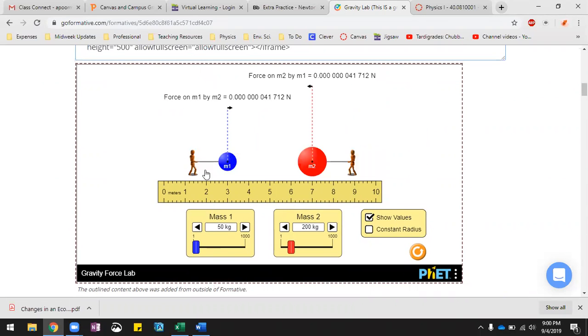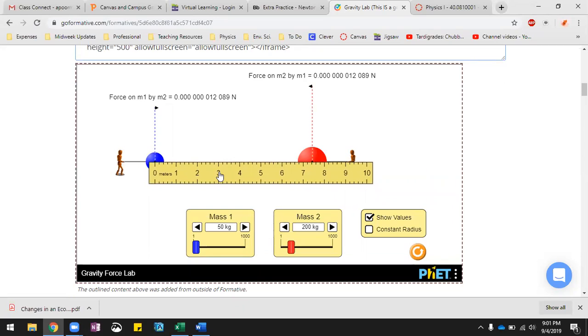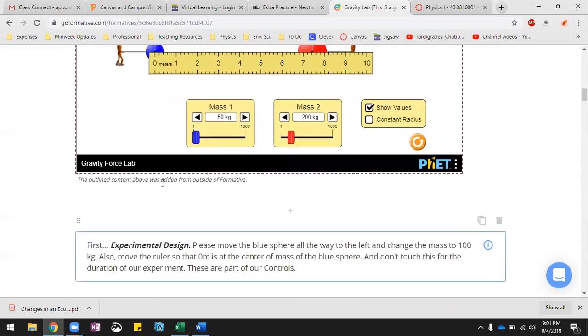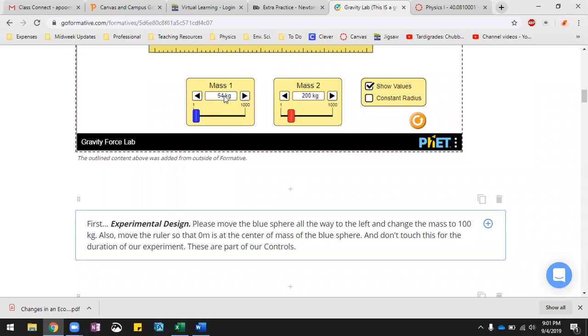We move the blue sphere all the way to the left. We go ahead and put this meter stick with a 0 at the center of gravity, which is right in the center of the sphere. And then we need to change the mass of the blue sphere to 100. Let's see, the slider will probably work a little bit better. There we go. All right.